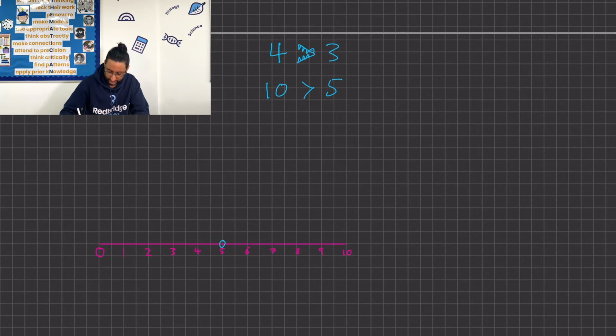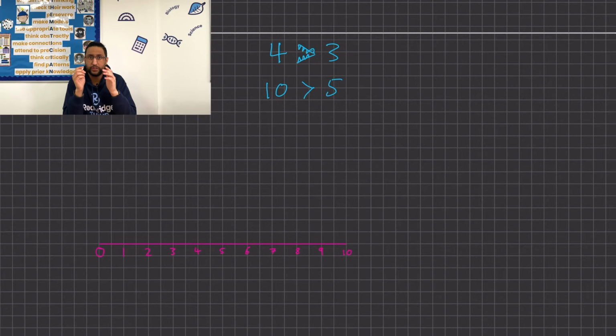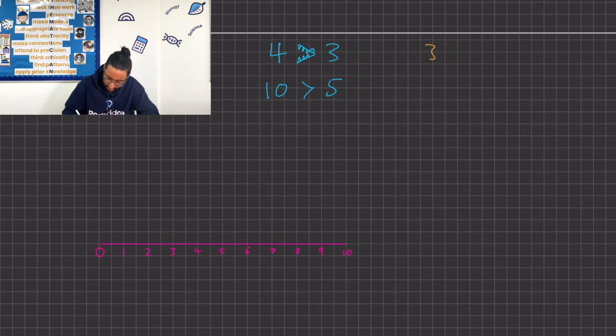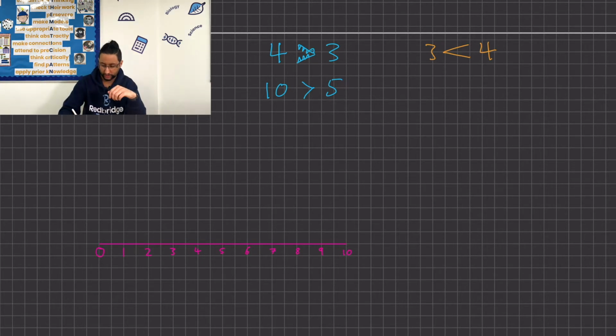What if we were looking at less than? Well, it's quite straightforward. The sign turns the other way. So if I swap the same examples around and said 3 is less than 4, we can see that the open part of the crocodile's mouth still points towards the 4, but the 3 is on the left this time and the 4 is on the right.